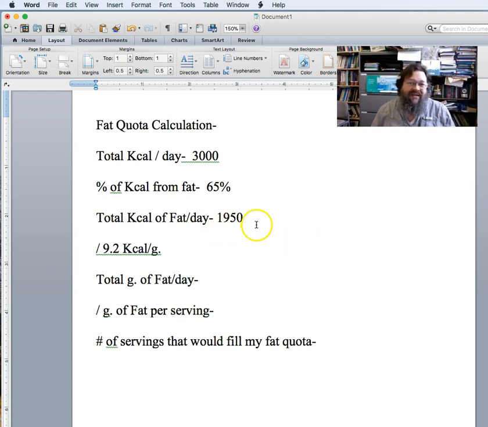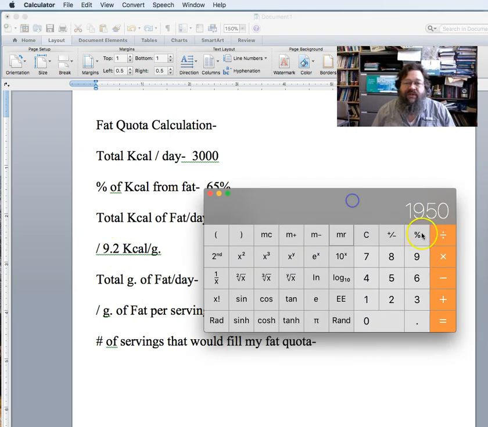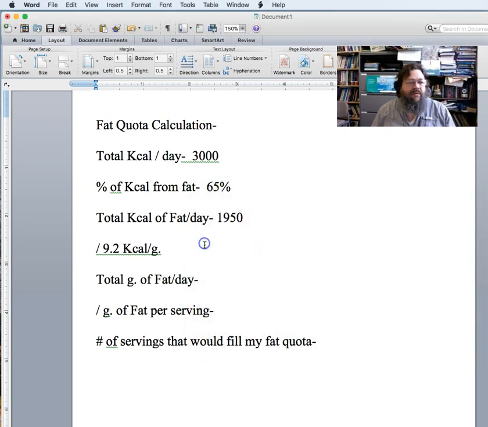Now, the next thing to do, because kilocalories are difficult to track and labels are usually in grams, is to convert this number into grams of fat. We do that by dividing by the caloric density of fat, 9.2 kilocalories per gram. So I'm going to take this number, divide by 9.2, and it gives me 212. So the total grams of fat per day I'm going to have are 212 grams.